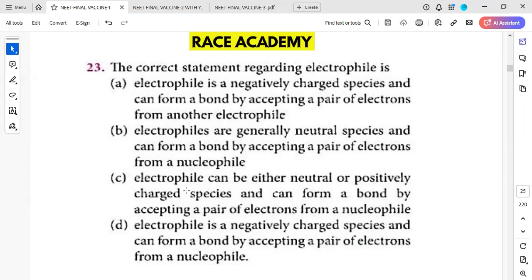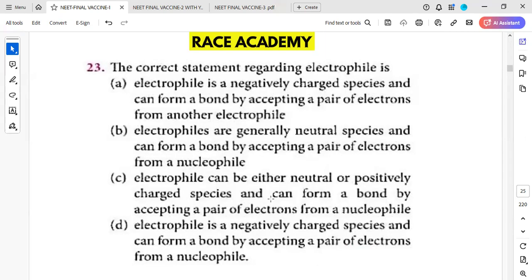Whereas the third one, if you observe, says an electrophile can be either neutral or positive. So when they say neutral, what about positive? That's why the second option is also not correct. Third option, yes, they may be neutral, they may be positively charged, and can form a bond by accepting a pair of electrons from a nucleophile. Bond will be formed, but the species nature, neutral or positive, both are not given in A and B. So C is the right one compared to A and B.